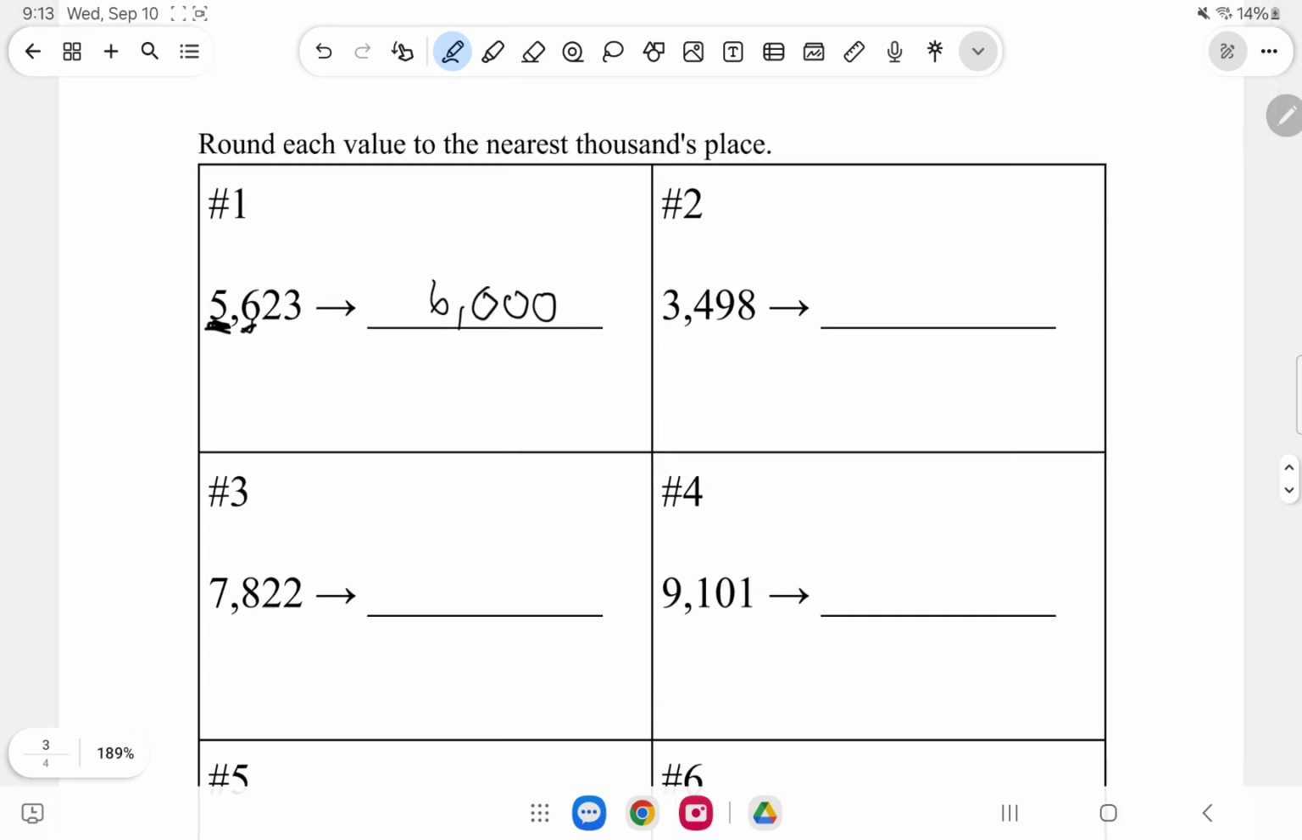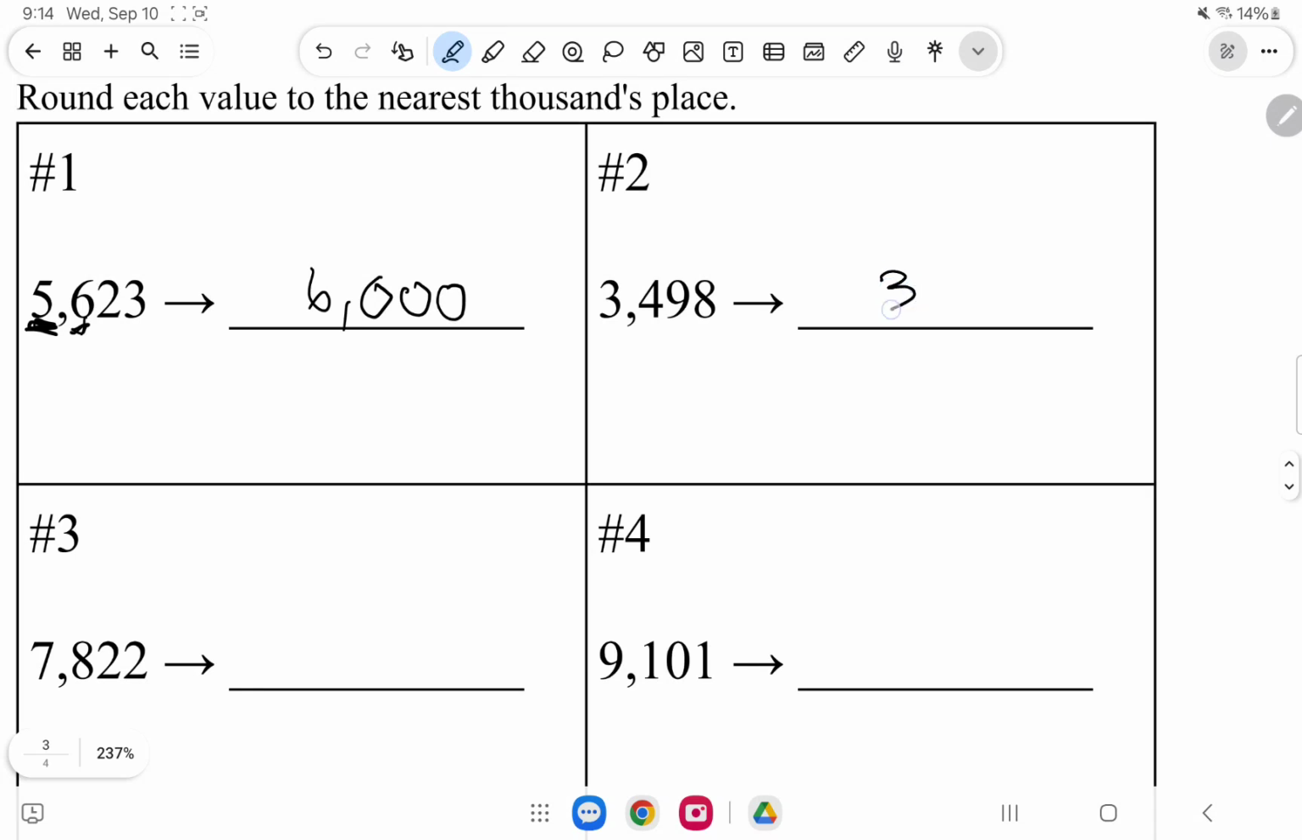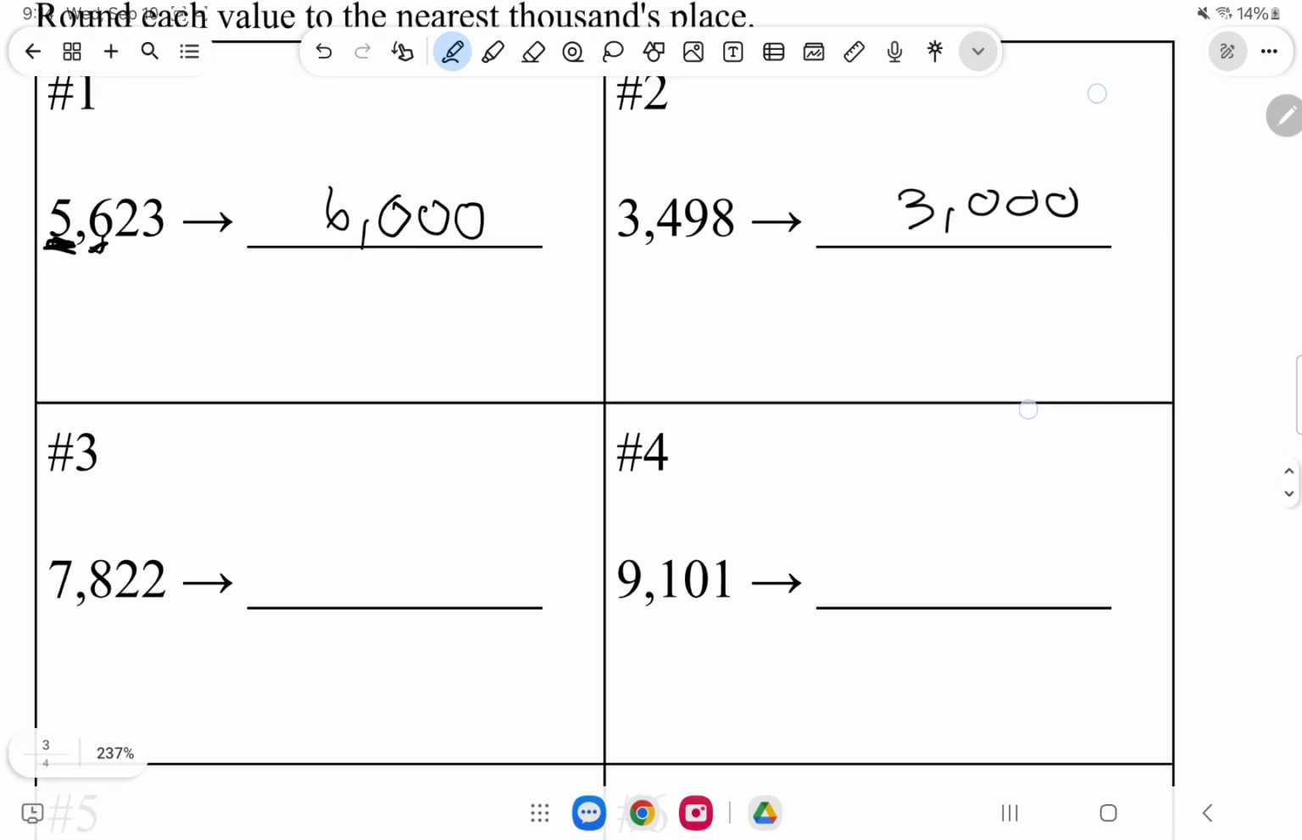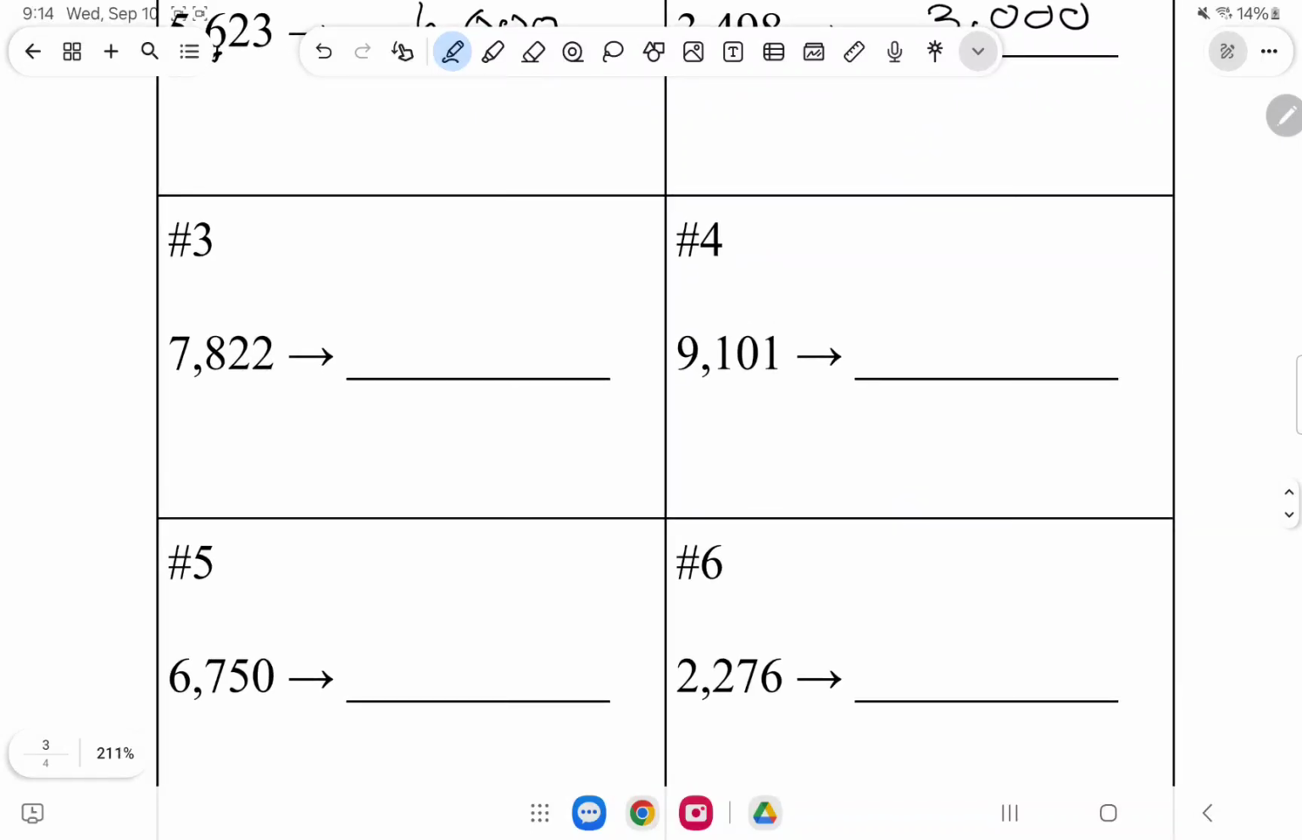Number 2, 3,498. So 4 is less than 5. So it's going to round down to 3,000. Number 3, 7,822, 8 is greater than 5. So it's going to round up to 8,000. Number 4, 9,101. 1 is less than 5. So it's going to round down to 9,000.